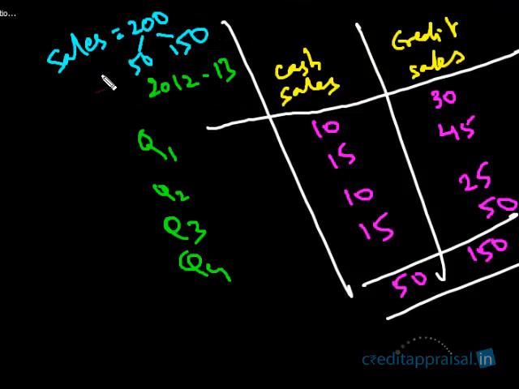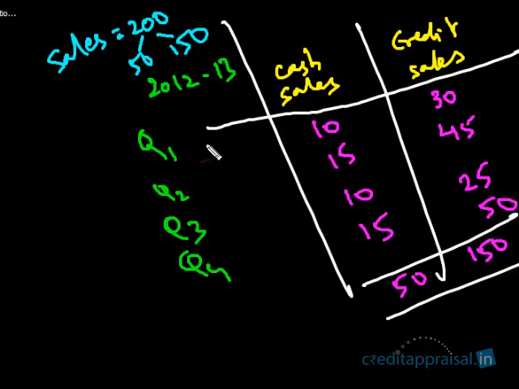Let's take an example where the sales in a year is 200, of which 50 is cash sales and 150 is credit sales. We are speaking of the year 2012-13. Forget about the exercise we're discussing. This is a separate example. So in the year 2012-13, a company has made total sales of 200, of which cash sales was 50 lakhs and credit sales was 150 lakhs.